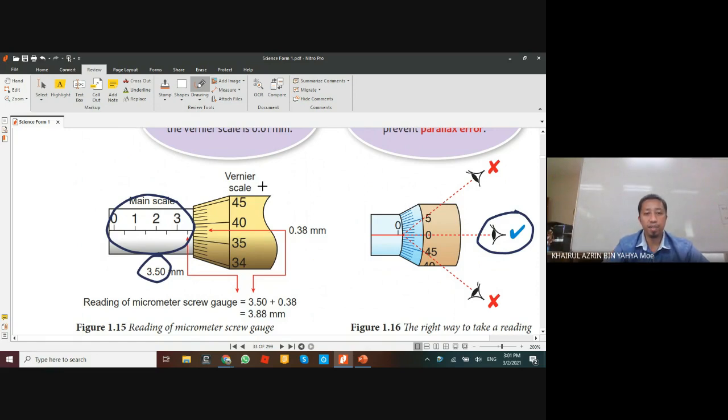Okay. On the vernier scale, we refer to this line, which is in a straight line with this line. So I start from 35, 36, 37, 38. So on the vernier scale, the reading is 0.38. Again, from 35 here, 36, 37, 38, and it is in a straight line with this, 38. So we write 0.38. So what is the answer? The 3.5 here, you add with 0.38 and we get 3.88.